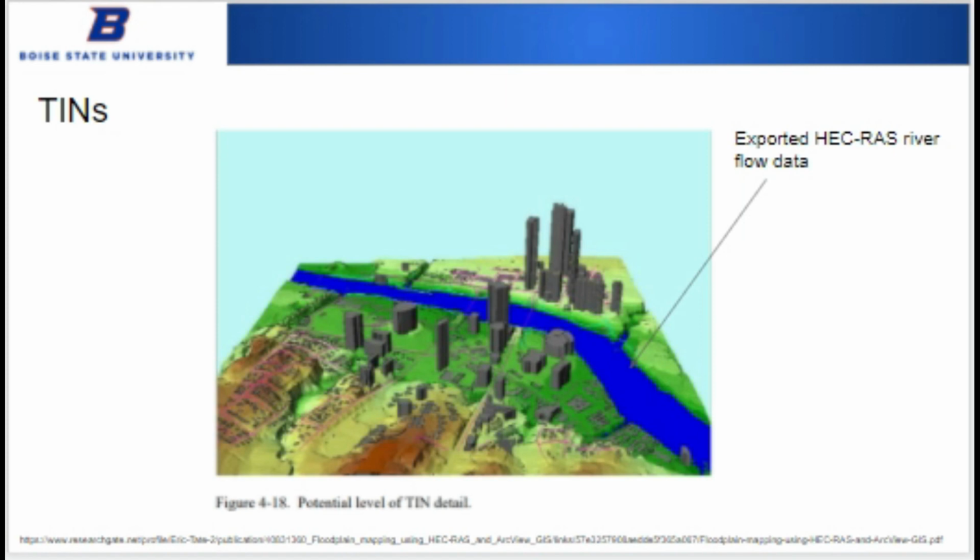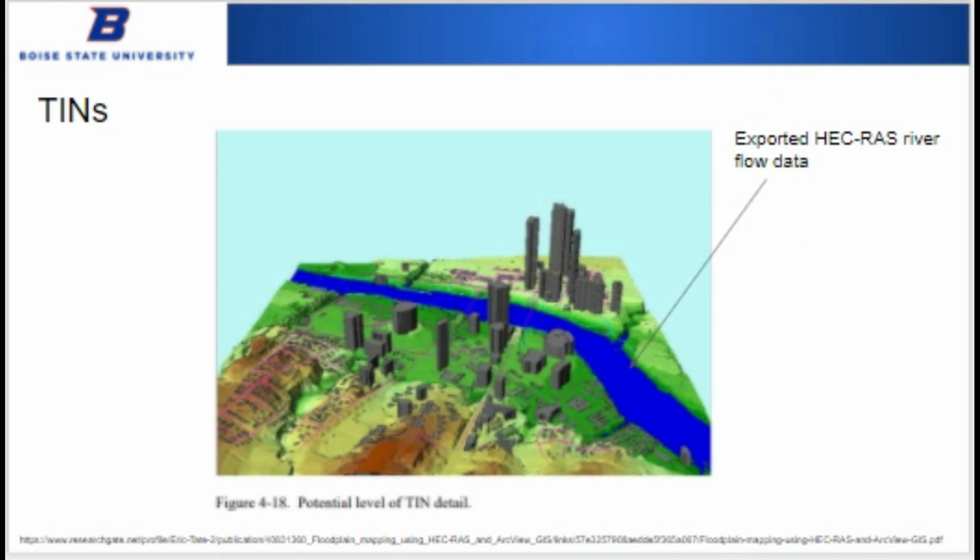And so what all those words mean is this is a very high resolution image that you could use in a presentation or in a memo to a boss or to a government. And you can also export HEC RAS river flow data and overlay it on these TINs, so you can have meaningful representations of your work.